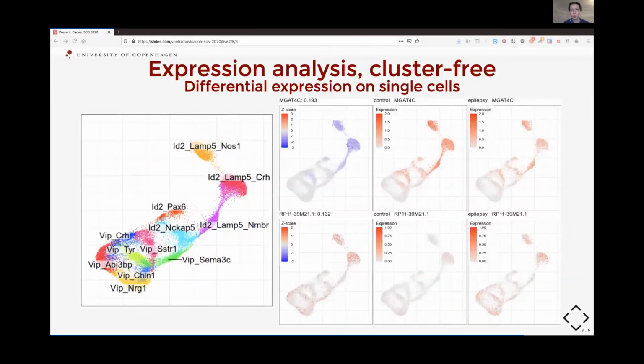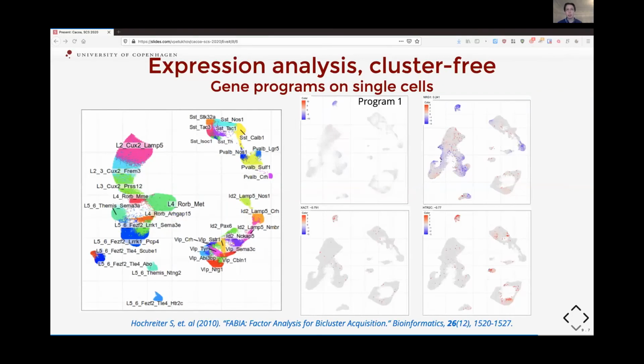You can also zoom in for specific groups of cell types, for specific regions, and repeat this analysis, and again do prioritization, and that still works. But what's even more interesting is that we can take a look at all gene programs. There is a tool called Fabia, which does factor analysis using biclustering. It basically does decomposition of your genes, or in our case, z-scores, and tries to group them and say which of them affect similar cells and in a similar way.